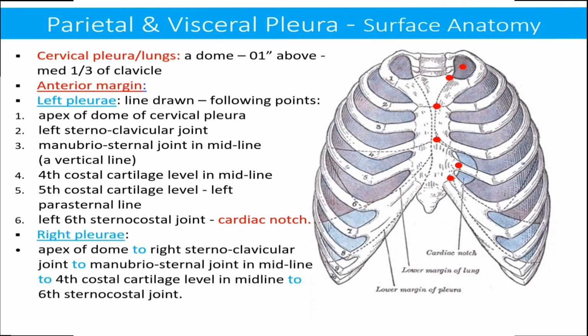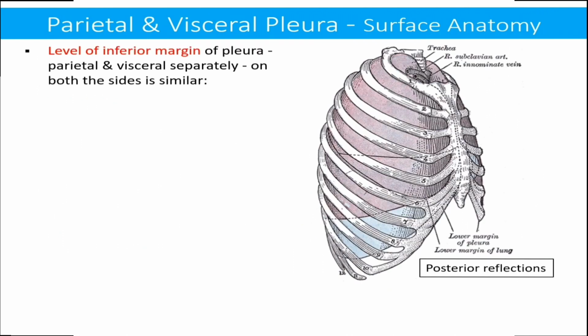Now the right pleurae are again indicated by taking the following points. We start from the apex of the dome, just like on the left side, to the right sternoclavicular joint, to the manubriosternal joint in midline, to the fourth costal cartilage level in midline, to the sixth sternocostal joint. The level of the inferior margin of both pleura separately on both sides is similar.